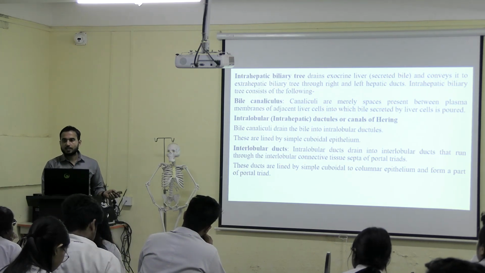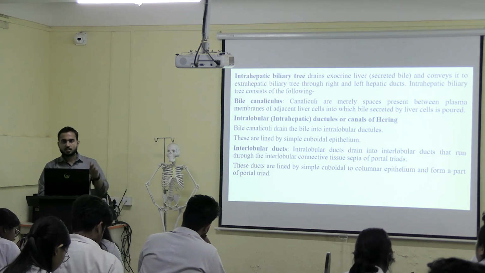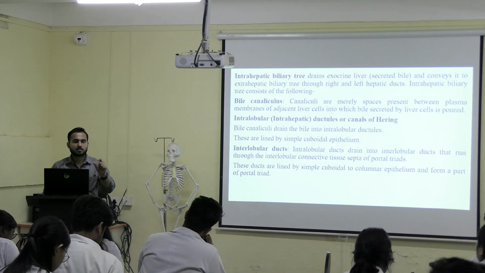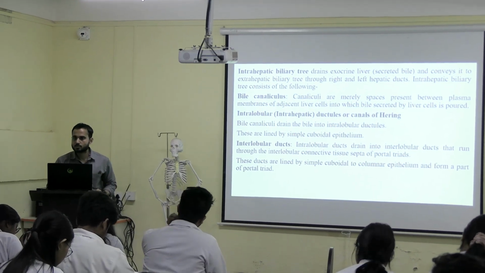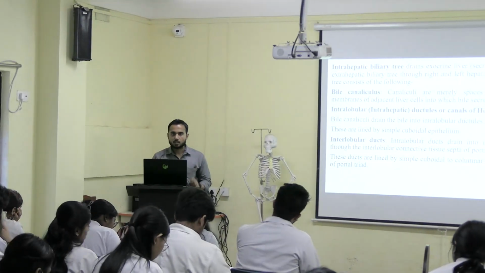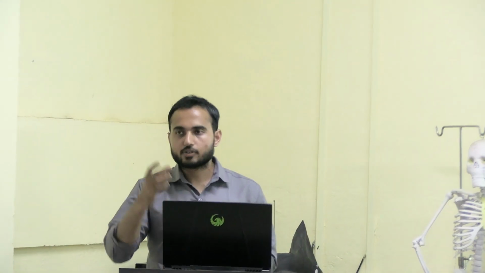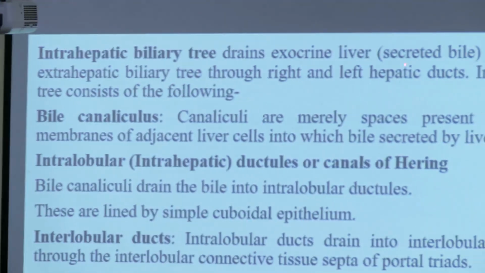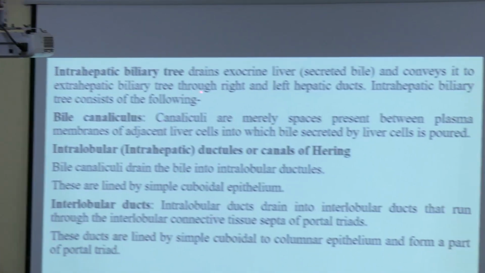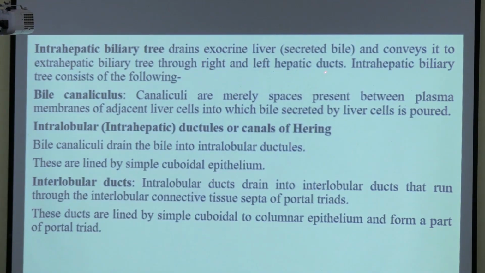Now let's focus on the intrahepatic part. Intrahepatic part means, whenever the hepatocytes are producing bile, every day bile is produced in our body by the liver. Once it is produced, it is poured directly into the bile canaliculi, and from the bile canaliculi gradually it has to come out. I am talking about that particular pathway, and that is called intrahepatic biliary drainage. Now the intrahepatic biliary tree drains the exocrine liver secretion, that is the bile, and conveys it into the extrahepatic biliary tree. How? With the help of the right and left hepatic ducts.